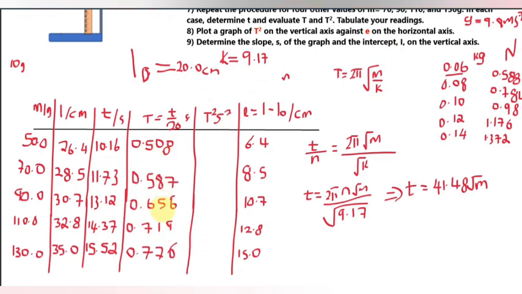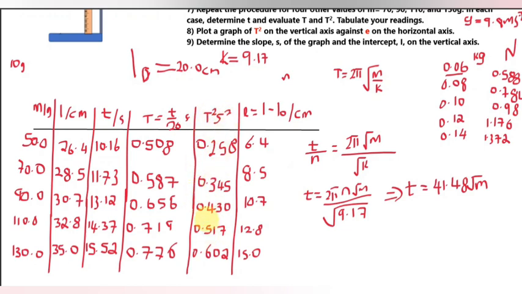Okay, so these are my recorded values. To get T squared, we have to square all of this. I think that would be pretty easy. So for the first one, I'm going to get 0.508 squared. That's equal to, taking this to 3 significant figures, 0.258. Okay, so again, I'll pause this and fill in all of the other ones. Okay, so these are my recorded values for T squared.